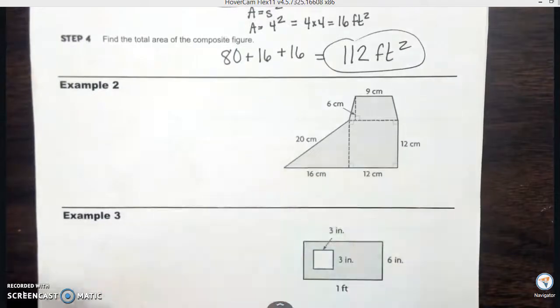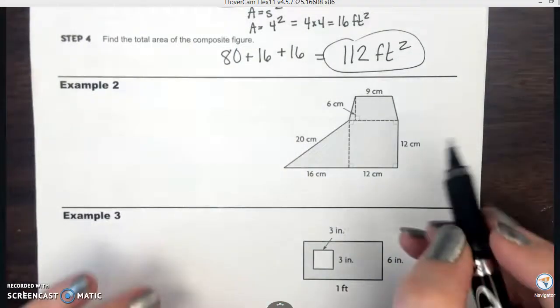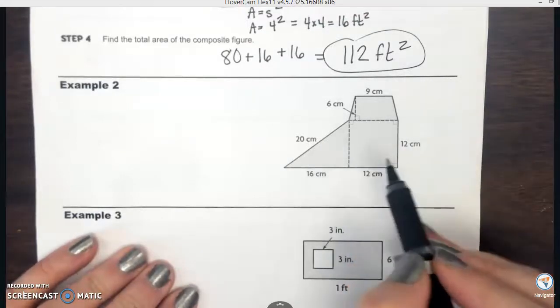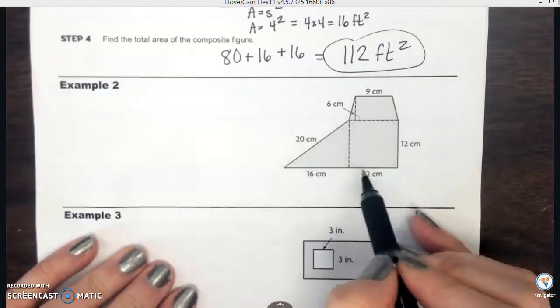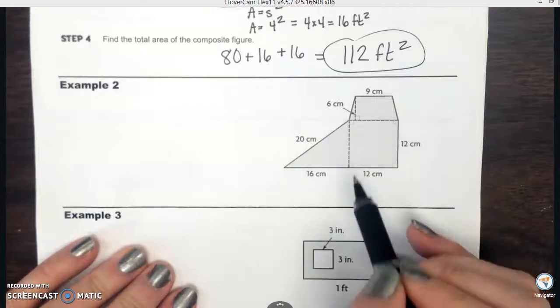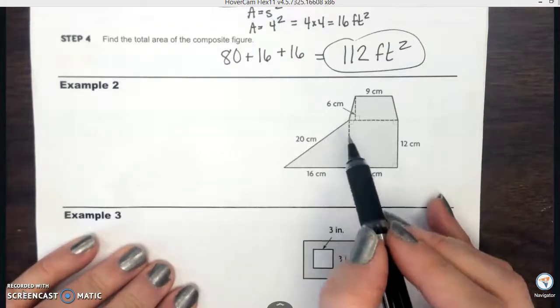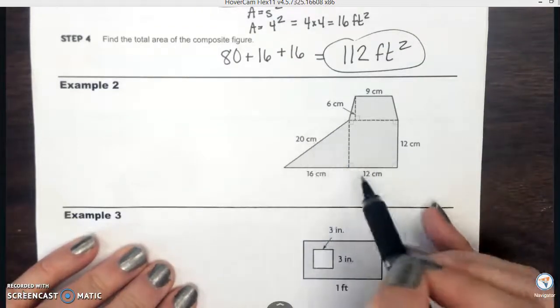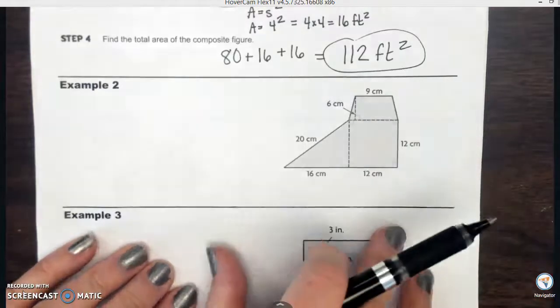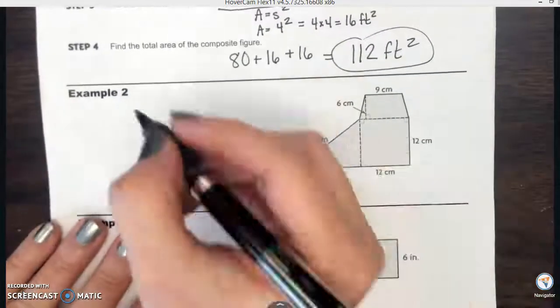Example 2. For example 2, I could look at this as being a gigantic trapezoid, or I could break it into a triangle and a square, which is probably what I'm going to do, and this is a trapezoid. So I'm going to do that. I'm going to start with a square.